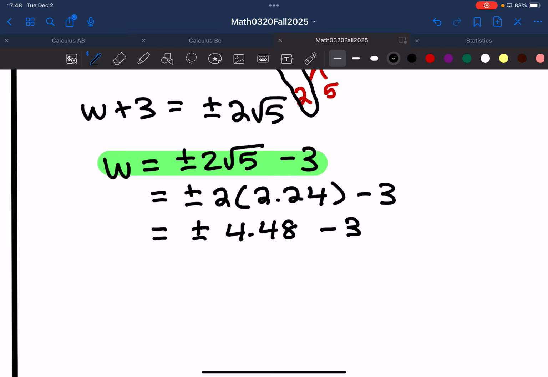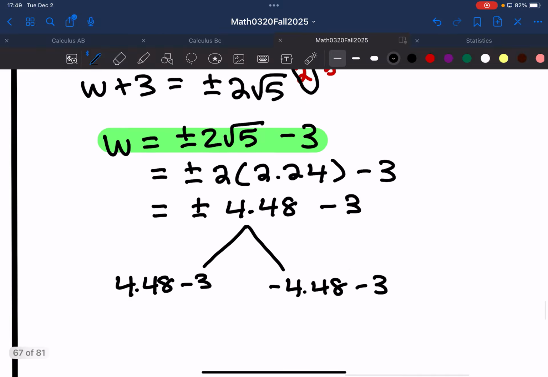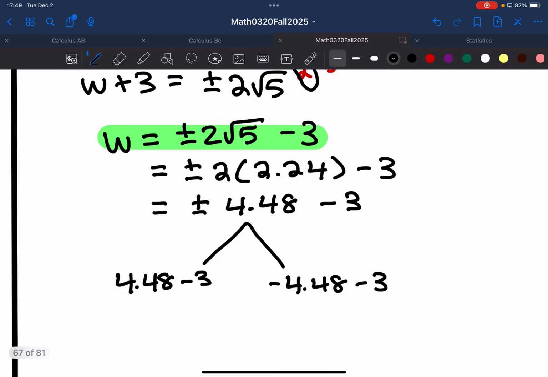I'm going to get one where 4.48 is positive. So that means I'm going to have 4.48 minus 3. And then I'm going to have a negative 4.48 minus 3. Which means I get w is equal to 1.48 and w is equal to negative 7.48.